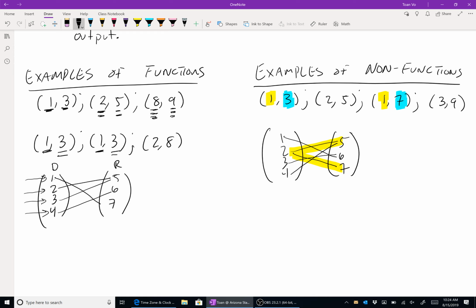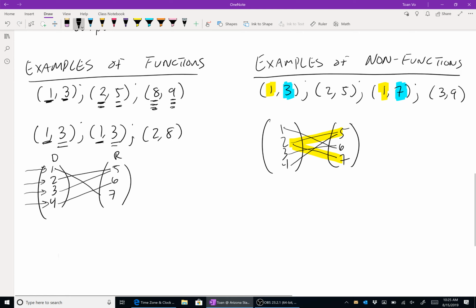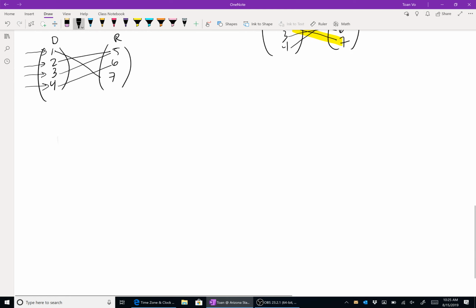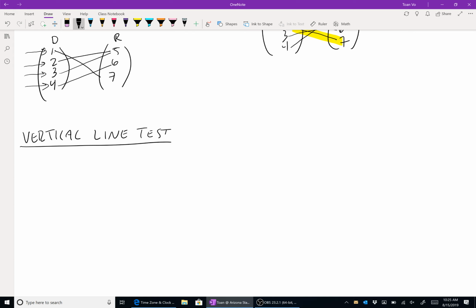So if I give you points, table values, mapping diagrams, it's very easy to see whether or not you have a function or not. But when I give you a graph, that can be tricky. Fortunately, there is a nice test to see whether or not a graph is a function. We call it the vertical line test. And the vertical line test states this. I'll put it in quotes.